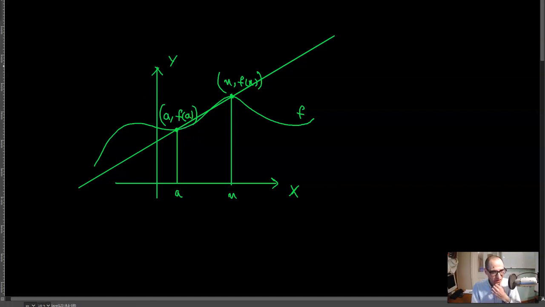Now you can imagine that this axis represents time, right? And imagine that this axis represents the position of an object moving, for example, along a straight line. At this point in time, when x is equal to a, the object is over here. At this point in time, the object is over here, meaning that as time goes by, the position of the object is increasing, right?